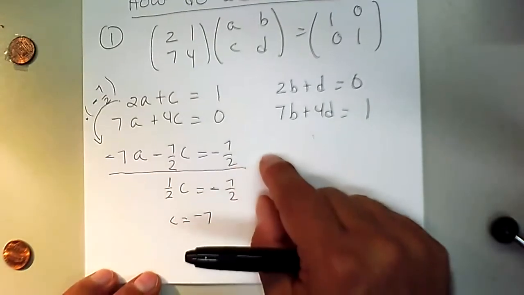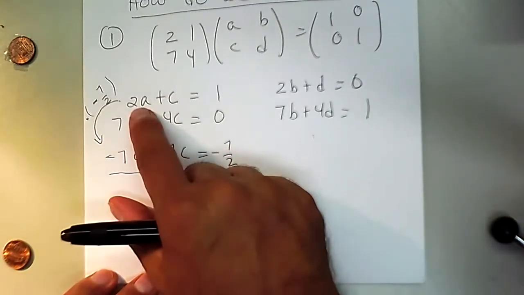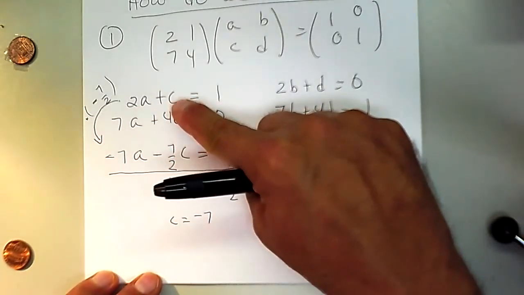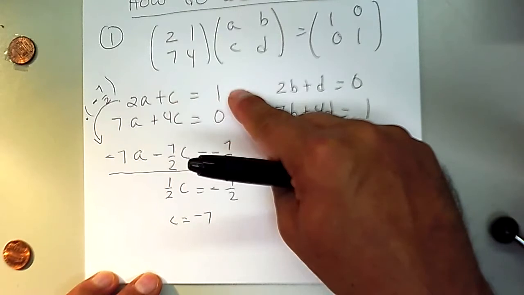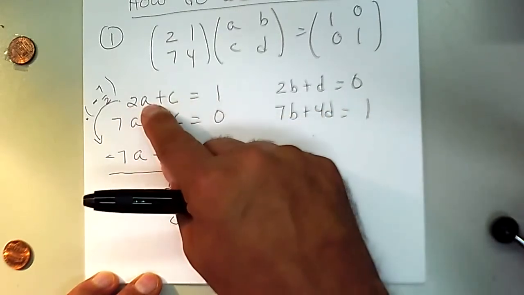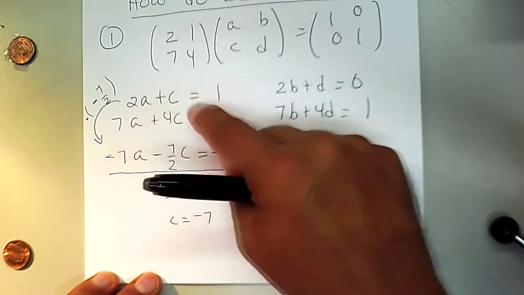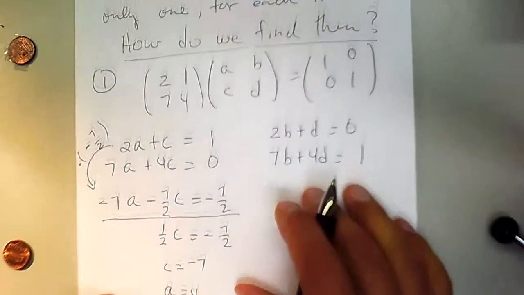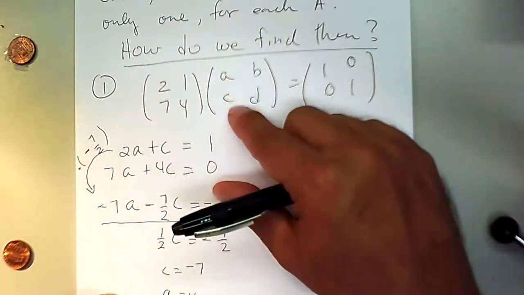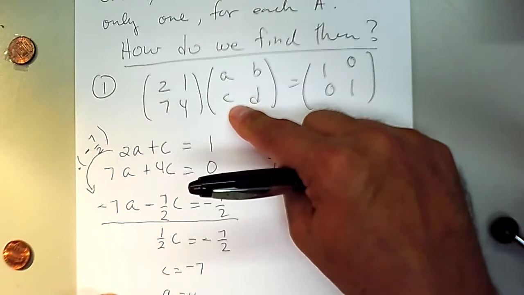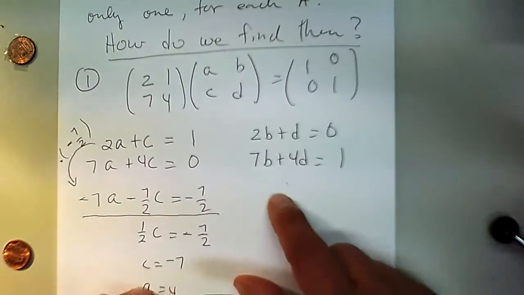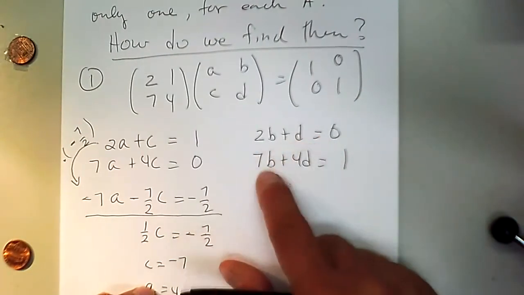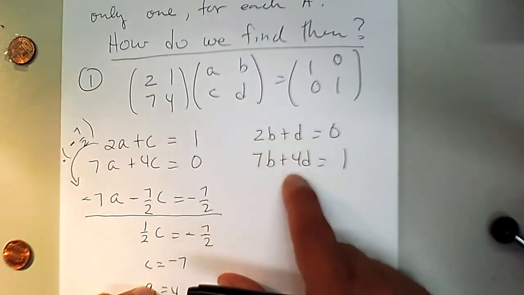And how about a? Where's a? A is here. So if c is -7, move it over, so we end up with 8. But that's 2a. We divide 8 by 2, so a has to be 4. All right, so this entry has to be 4, opposite of 7. All right, and then we're going to deal with this system of equations. There's two equations and 2 unknowns.